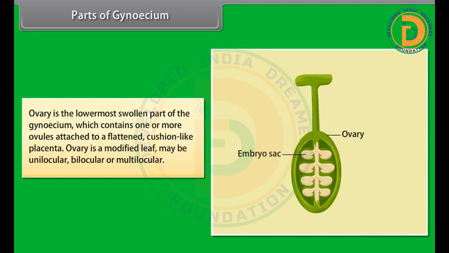Ovary is the lowermost swollen part of the gynoecium, which contains one or more ovules attached to a flattened, cushion-like placenta. Ovary is a modified leaf, may be unilocular, bilocular, or multilocular.